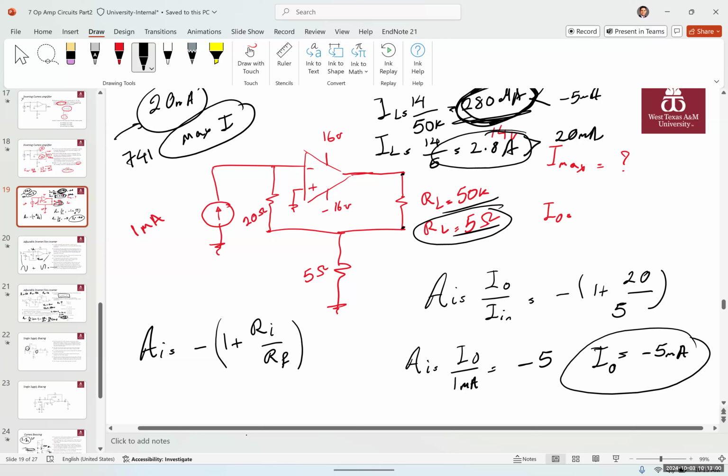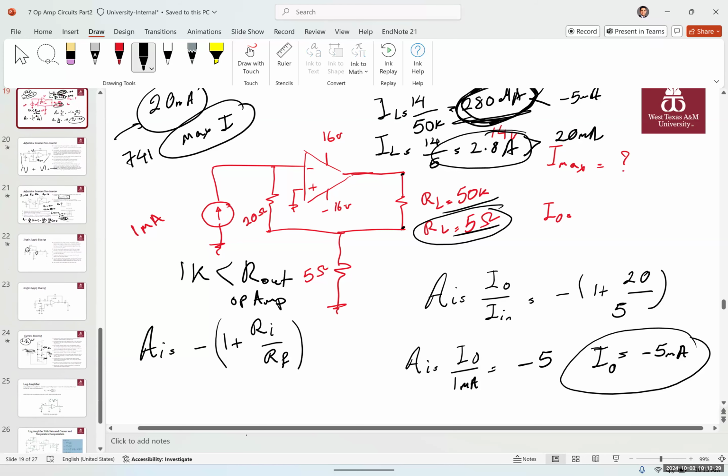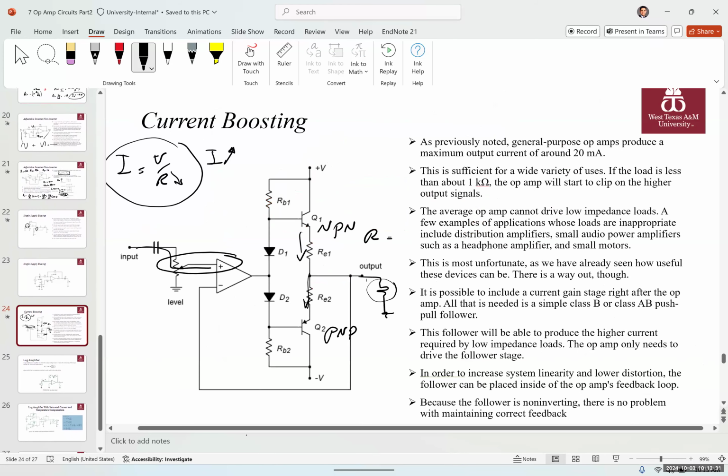An op-amp current amplifier is designed for a load resistor that is usually over 1K. So R out for an op-amp should usually be over 1K. Anything below 1K is going to create problems. It's going to put our current into saturation mode. So definitely when you have an RF which is 5 ohms, it's going to put your op-amp into saturation. To fix this problem, as mentioned, we use this current boosting technique.